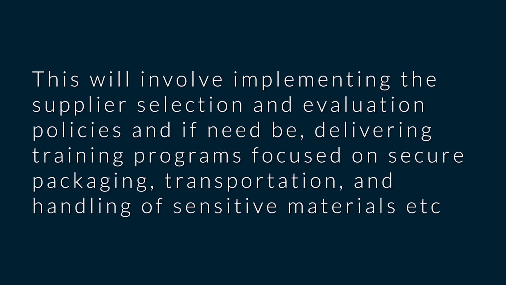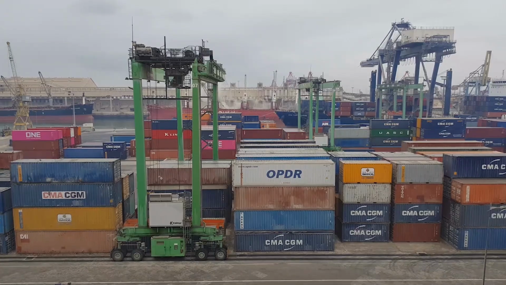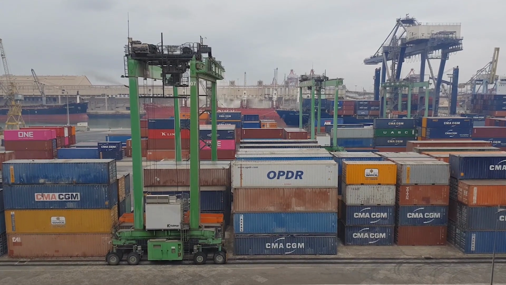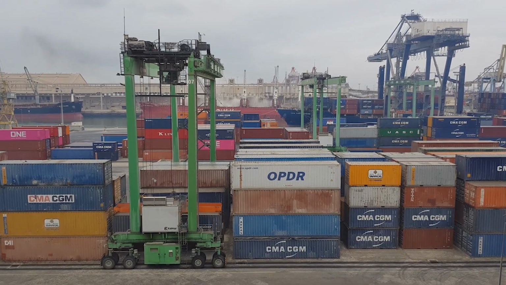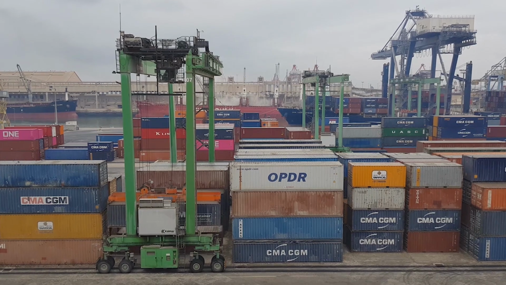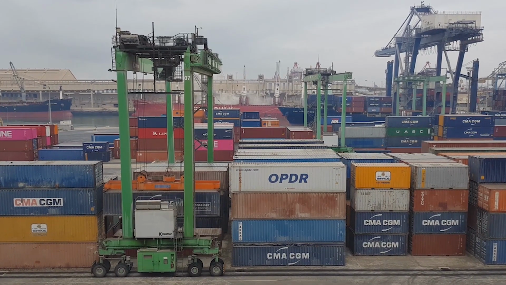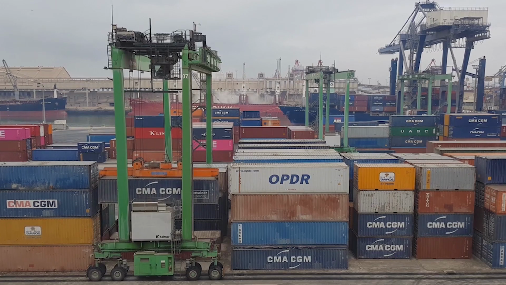Step two, do. So plan and then do. In this case, it will involve the supplier selection and evaluation policies, and if need be, delivering training programs focused on secure packaging, transportation, and handling of sensitive materials. Now, the security controls, like introduction of tamper-evident packaging, GPS tracking for shipments, and enhanced cybersecurity measures, also help in this stage.